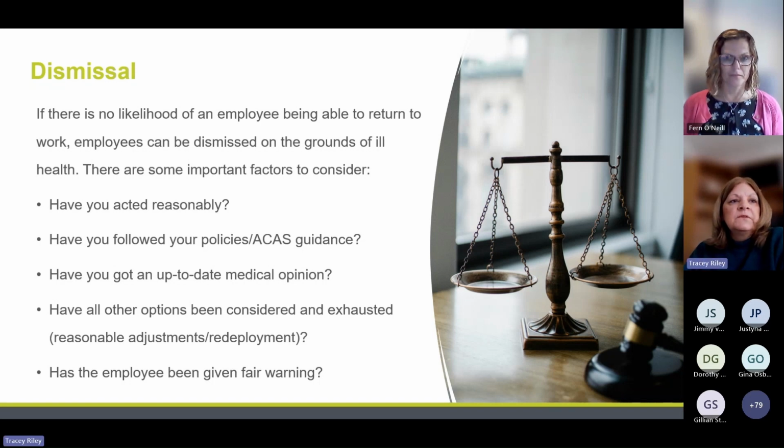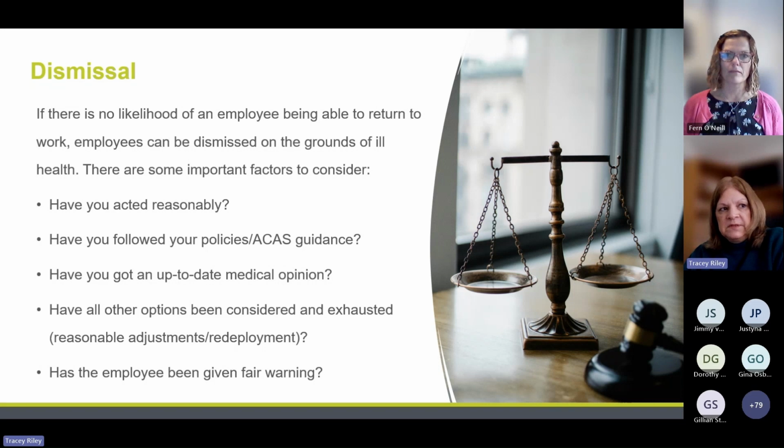Have you received up-to-date medical opinions? So often a trap that employers fall into is they get an occupational health report at the beginning of the absence, but they don't necessarily get an updated one if the person's been off for a very long time. So it's very important that you do that. Have all options been considered and exhausted before you take the next step? So have you looked at all reasonable adjustments? Have you looked at being able to change the role? Have you looked at being able to redeploy that person before you consider dismissal?